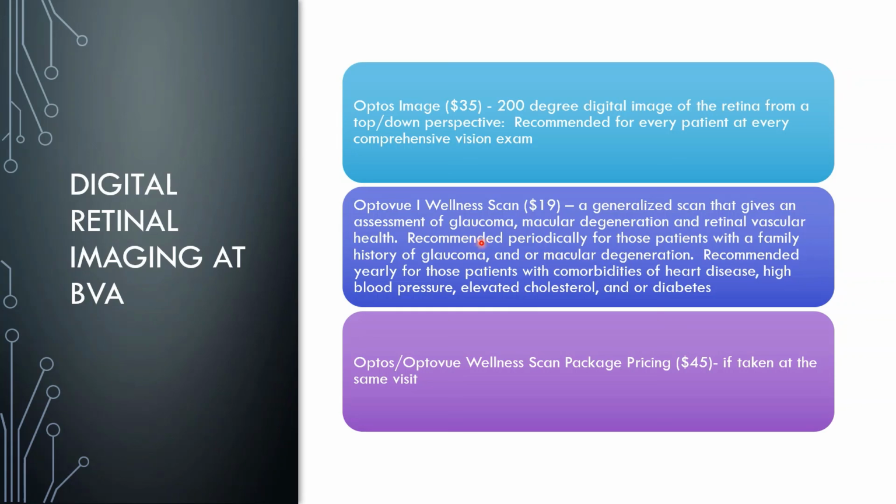It's recommended yearly for those patients with comorbidities of heart disease, high blood pressure, elevated cholesterol, and or diabetes, because it's the one way that we can really analyze what's going on with the retinal vasculature. That cross section is very important in looking at those issues. And then we do a package. We do an Optos and a wellness scan together for $45 if taken at the same visit. So it's really the Optos, and for $10 more we throw in the wellness scan.